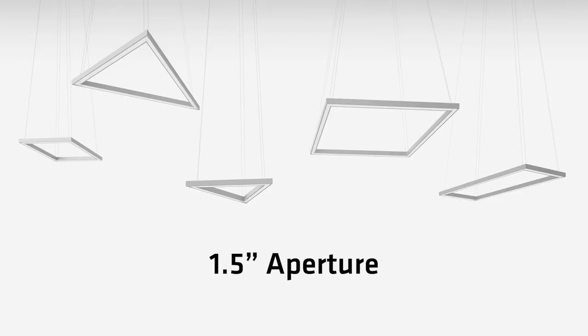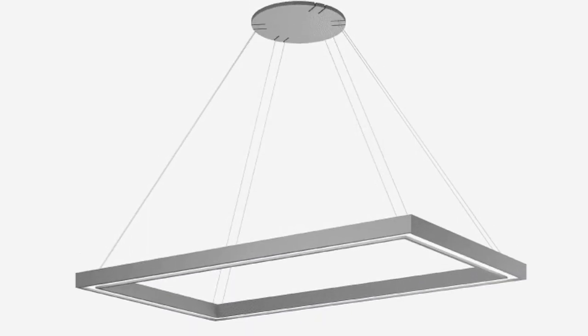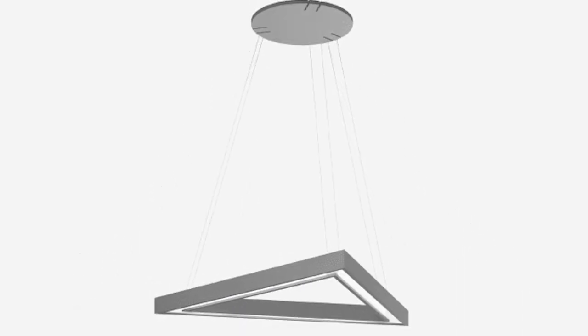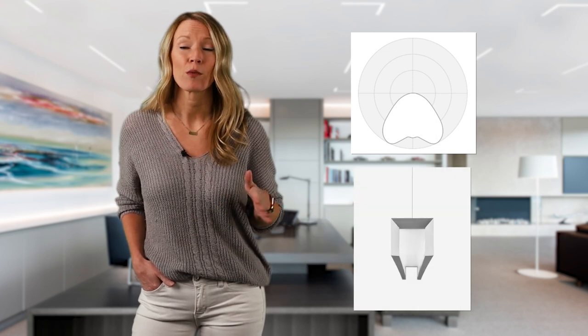Frame has an aperture of 1.5 inches and no horizontal lenses or diffusers. It's powered by low voltage stainless steel conductive aircraft cables with no visible power cords. These deliver a direct batwing distribution similar to the Profile Mini, utilizing proprietary anodolic optics.